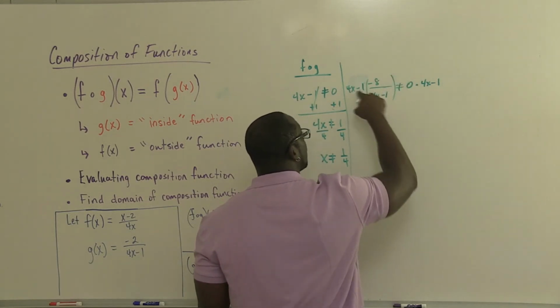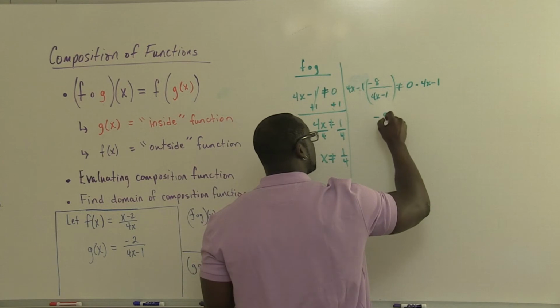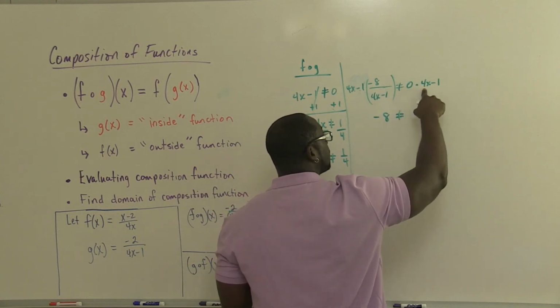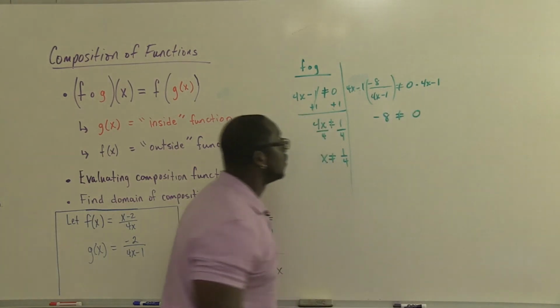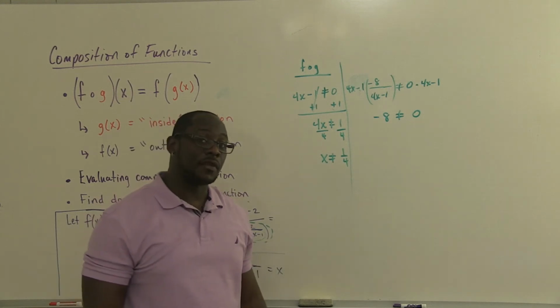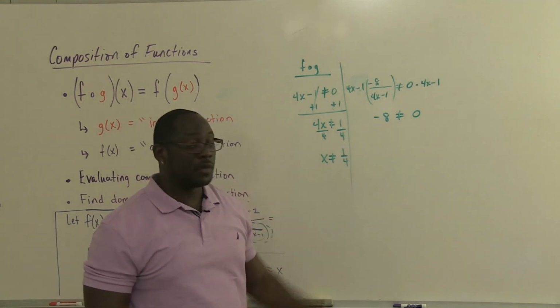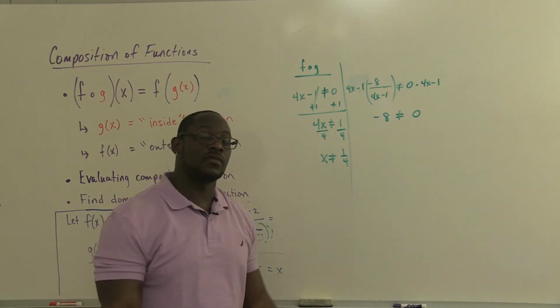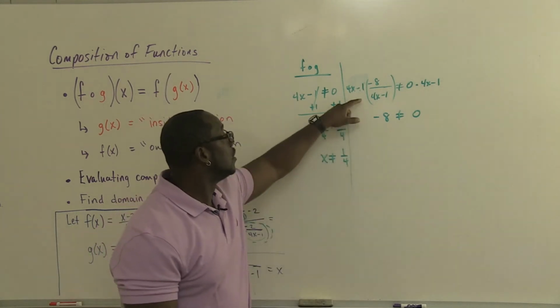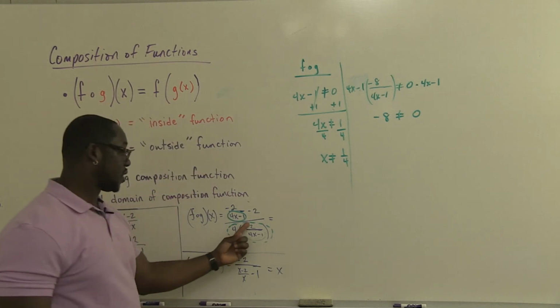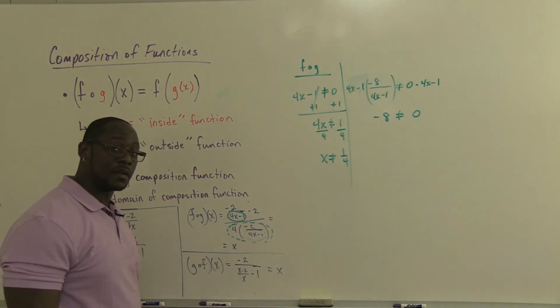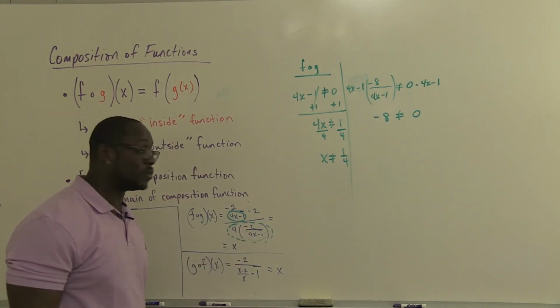And so here we know that these two 4x minus 1s reduce to 1, and 0 times anything is 0. And you see that we have a negative 8 is not equal to 0, which is a true statement. But what this is communicating to us is that there is no x value that will make the expression 4 times negative 2 divided by 4x minus 1 equals 0.